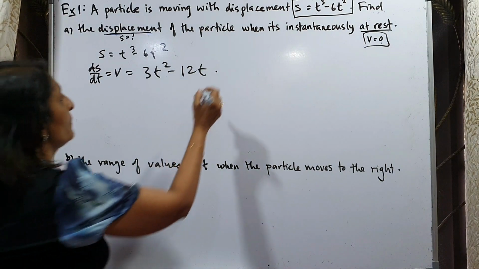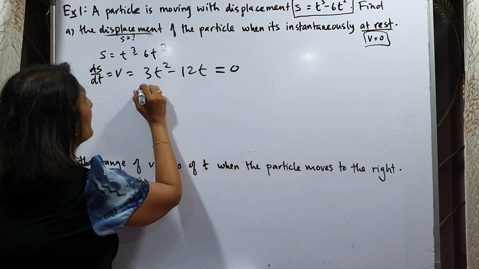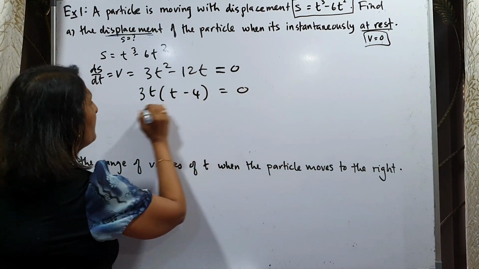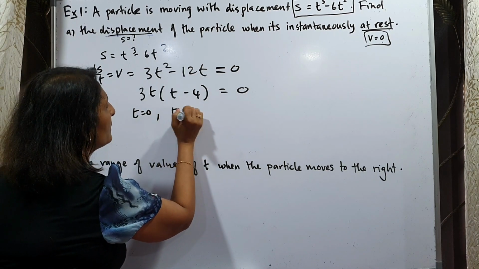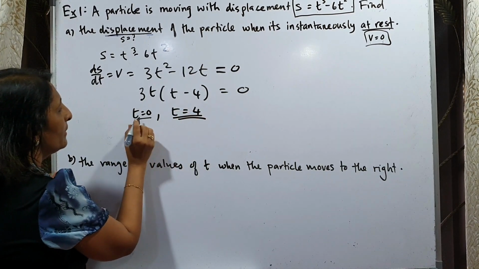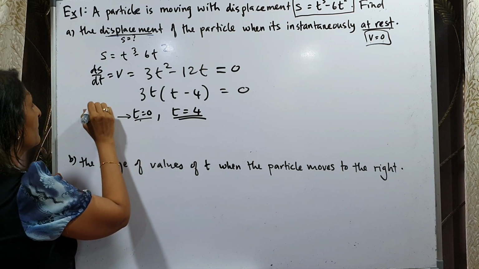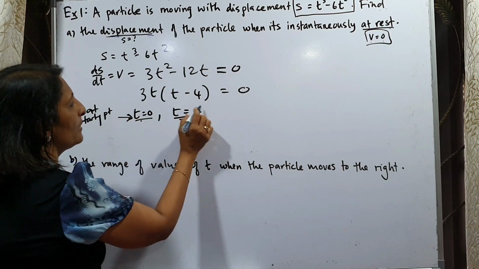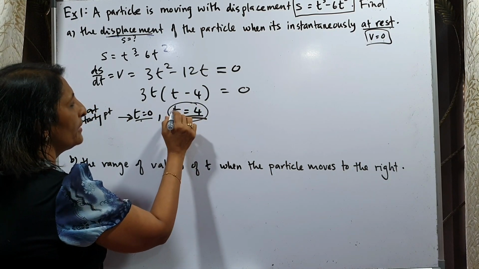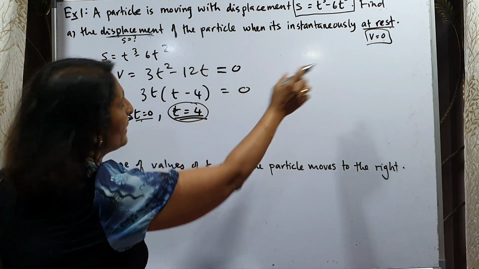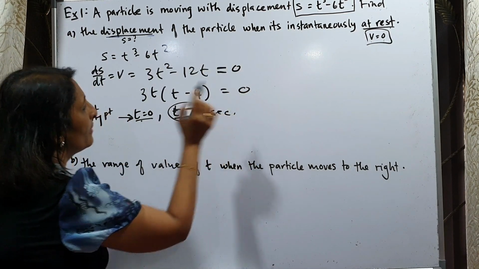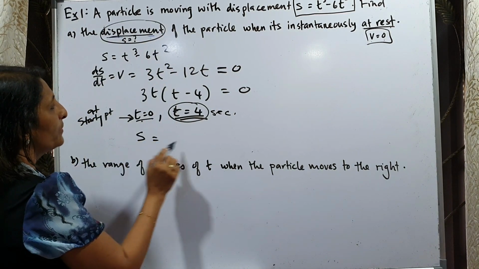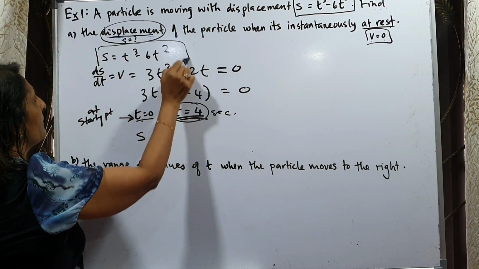Then v equals 0. So we put this equal to 0. Then we take out the 3t. We are left with t minus 4. And we find t. Here t is 0. Here t is 4. This one is at the starting point, so we don't have to use this. This is the one we use. Now we know the particle is instantaneously at rest at t equals 4 seconds. But the question says find the displacement, so I need to find s. What I do, I take this 4 and sub into the s equation.